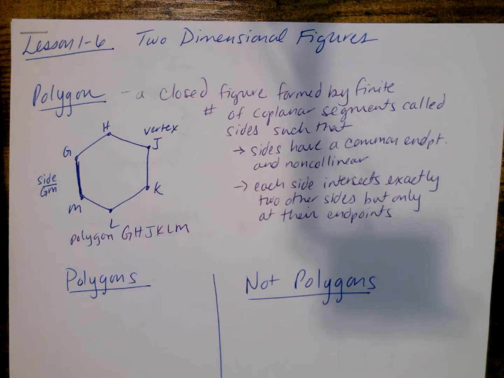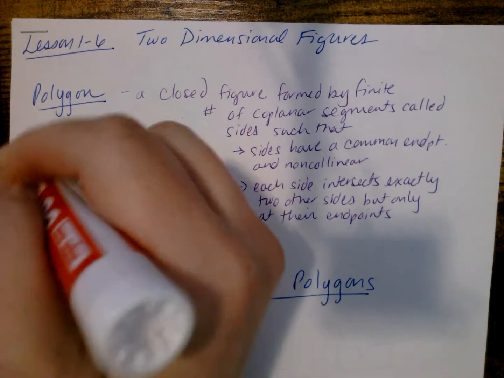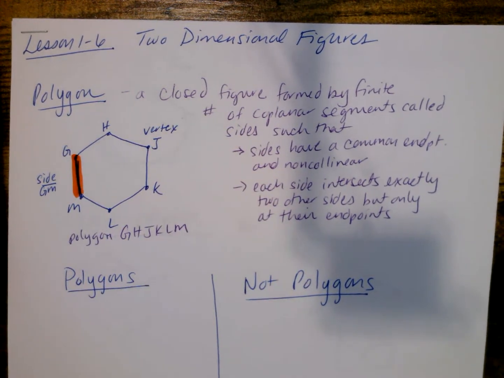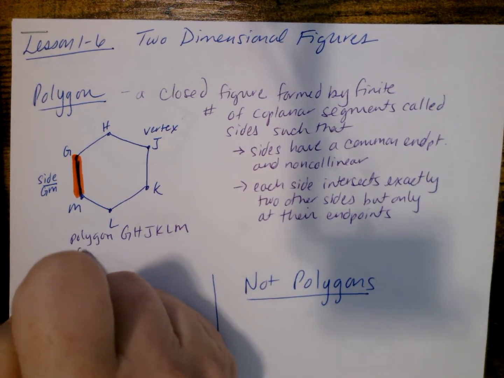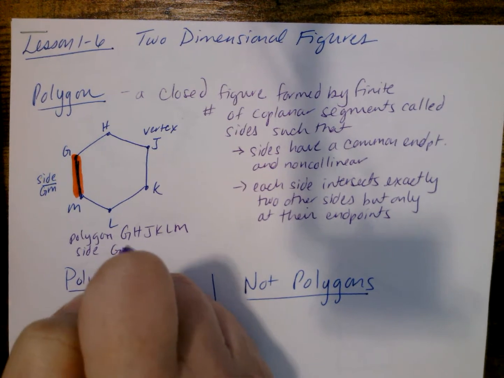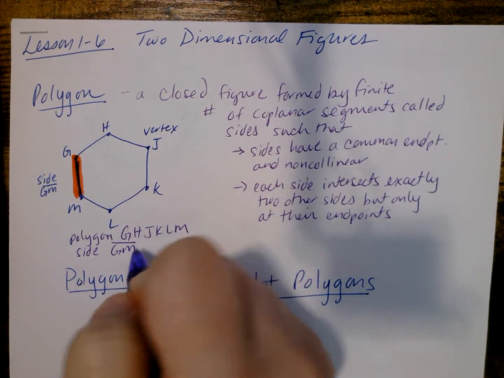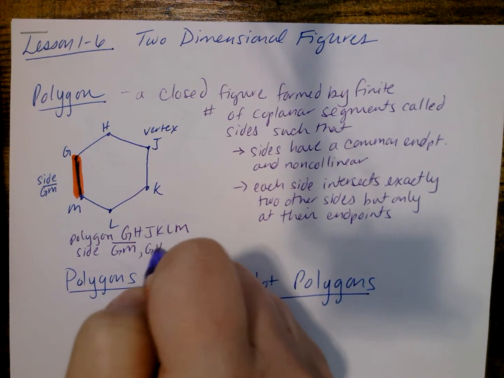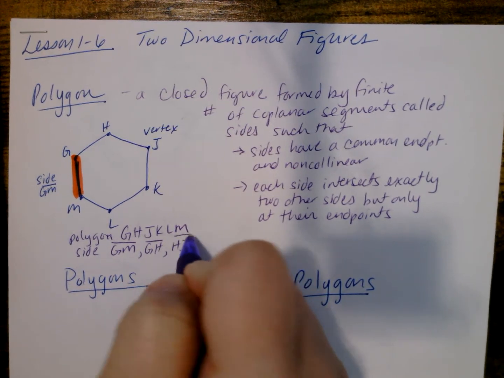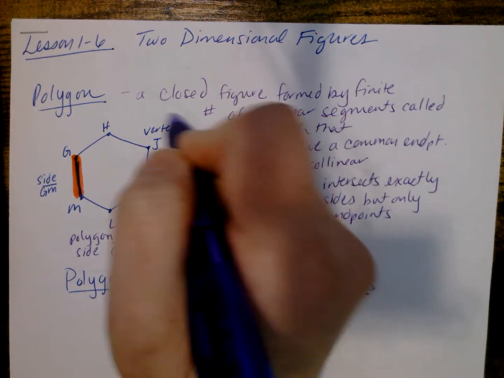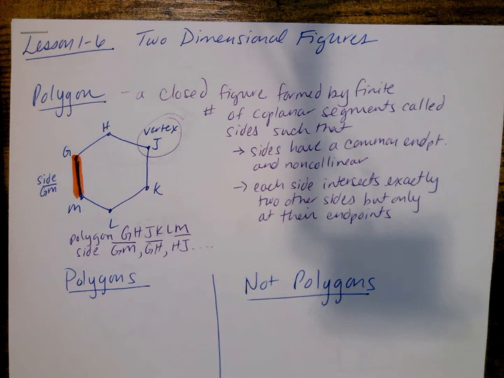This right here is the side, and it's a line segment. And you name each side just like that. You would have side GM with a line segment over it, and side GH, etc., HJ, on and on and on. And then each one of these points is called a vertex. Multiple points are called vertices, but one point is called a vertex.